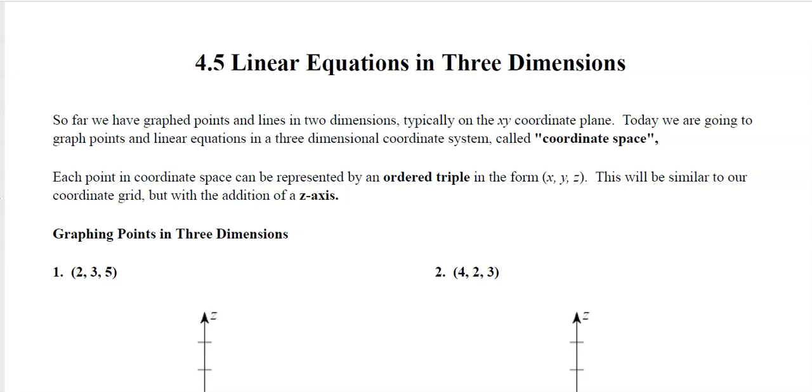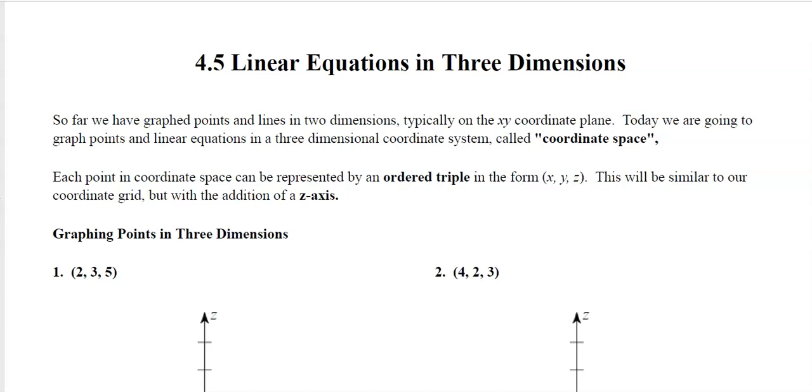All right, section 4.5, linear equations in 3 dimensions. So the big two ideas here are that we're going to be graphing points in 3 dimensions, ordered triples, and then we're actually going to be graphing some linear equations on the coordinate space, I guess, not a coordinate plane. So far we've graphed points and lines in 2 dimensions, typically on the xy coordinate plane. Today we're going to graph points and linear equations in a 3-dimensional coordinate system called coordinate space.